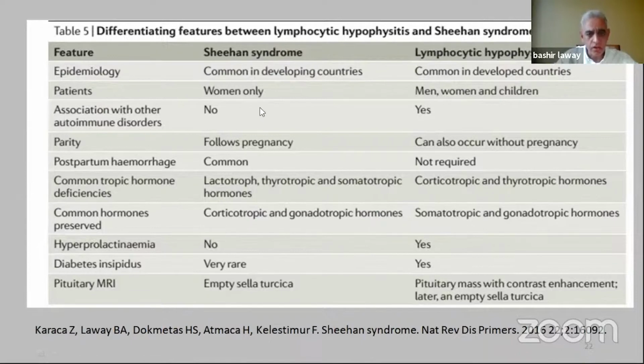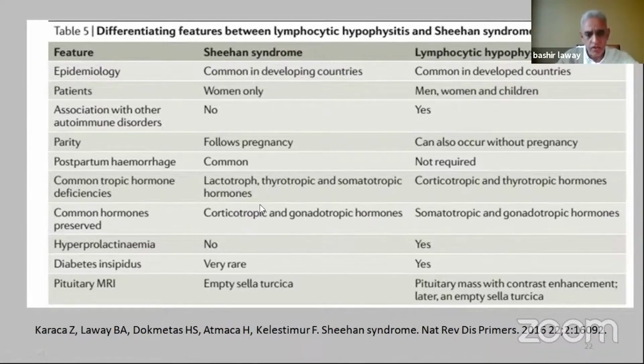Sheehan is usually not associated with other autoimmune disorders, whereas lymphocytic is. Sheehan usually follows pregnancy; lymphocytic also follows, but it can happen otherwise also. PPH is seen in Sheehan; it is not required for lymphocytic. Common trophic hormone deficiencies in Sheehan are lactotroph, thyrotroph, and somatotroph, whereas the first abnormality in lymphocytic is corticotroph and thyrotroph.